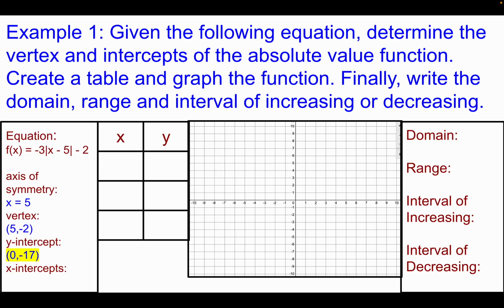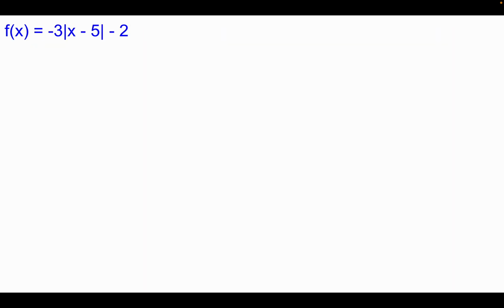To get my x-intercepts, I'm going to set my function equal to 0. So here's my equation. I'll set it equal to 0. I'm going to add 2 to both sides. That will give me 2 equals negative 3 times the absolute value of x minus 5.